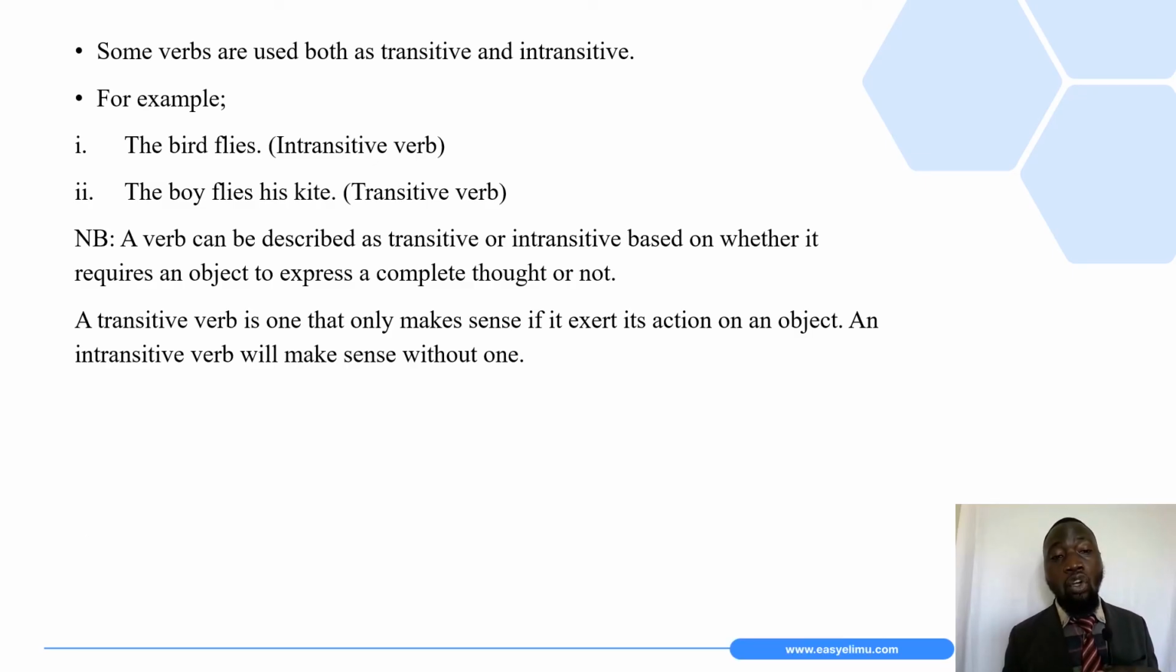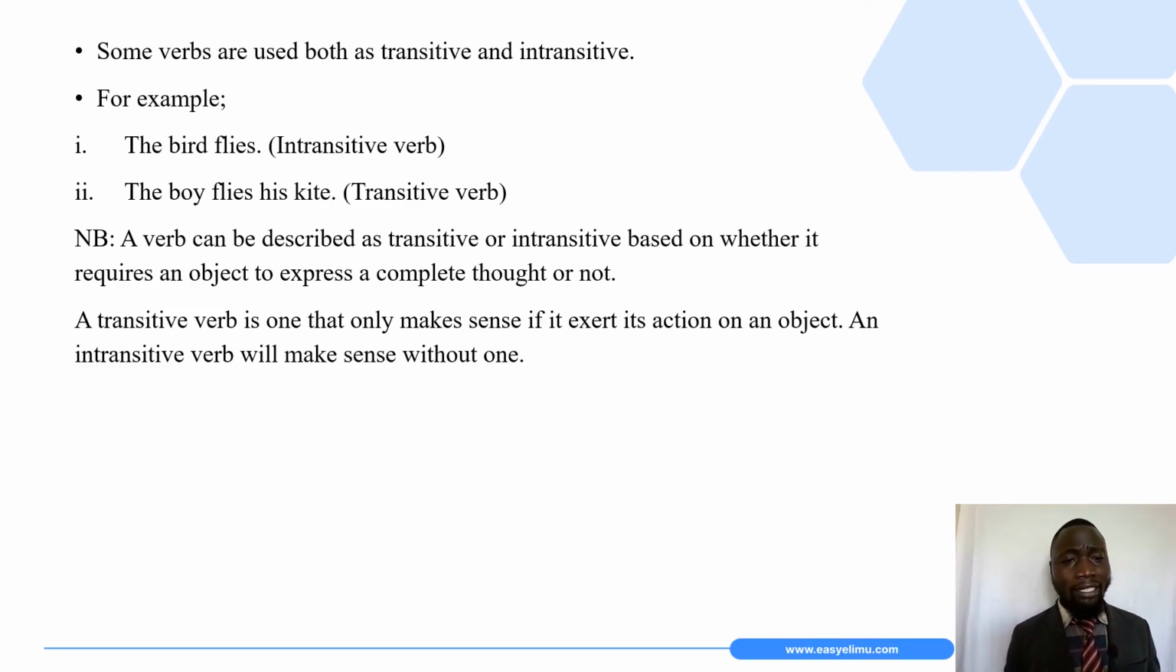There is no direct object or receiver of the action. So the second sentence, the boy flies his kite. So again, we've used the same verb, flies, but now transitively, because in the second sentence, there is a direct object that receives the action.